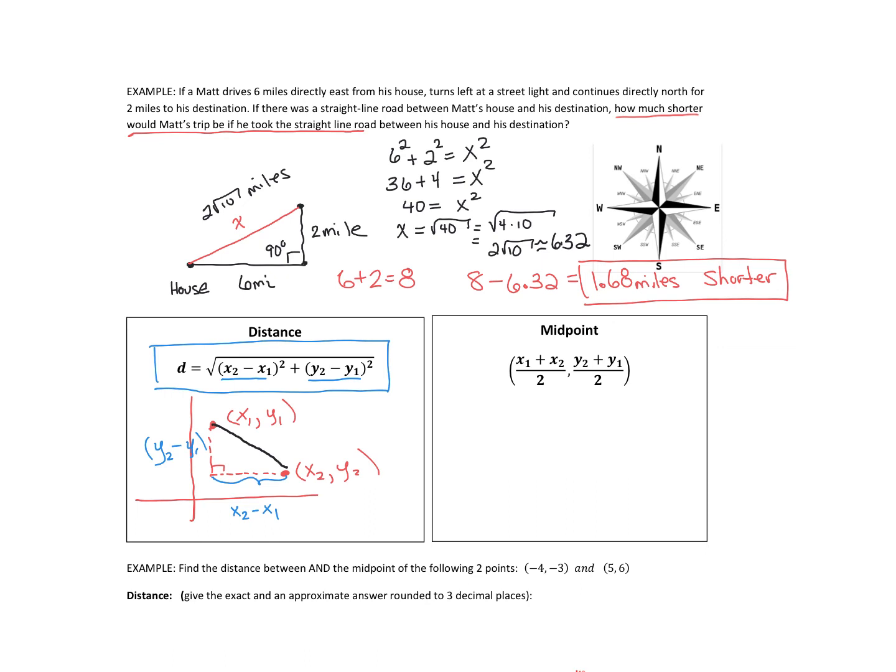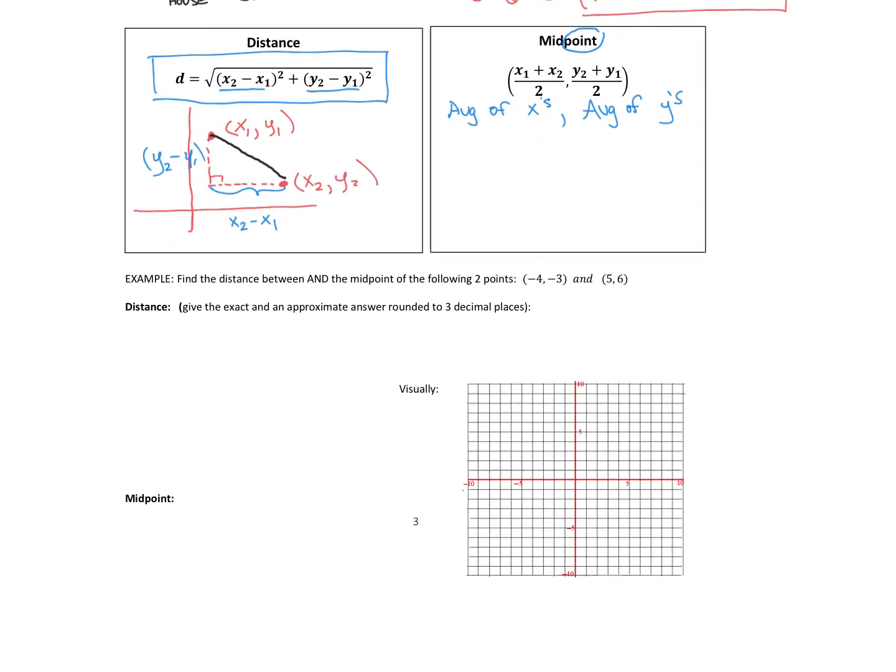The midpoint formula, on the other hand, is just the average of the x's and the average of the y's. So you're going to add them together and divide by 2. And it is a point, so it should be an ordered pair. So let's take a look at a couple of examples.